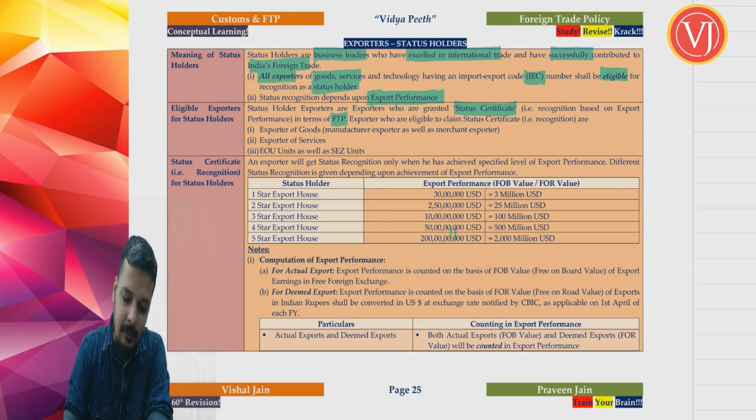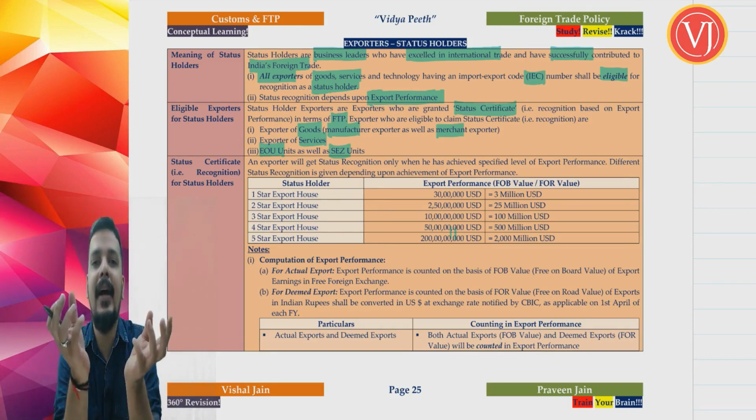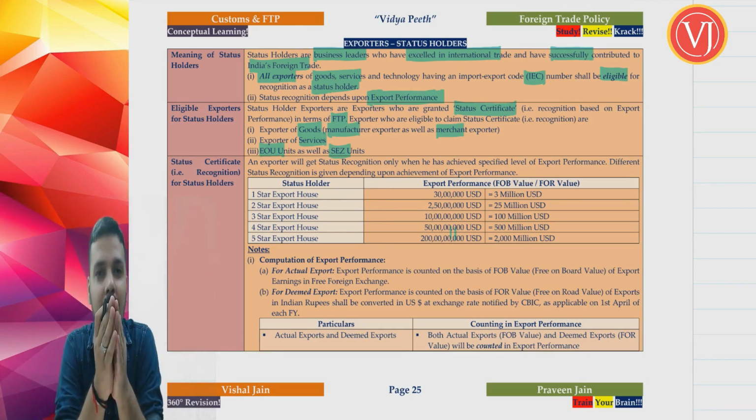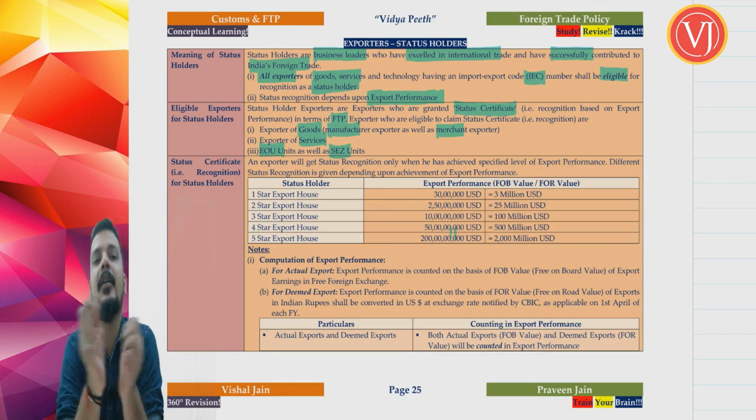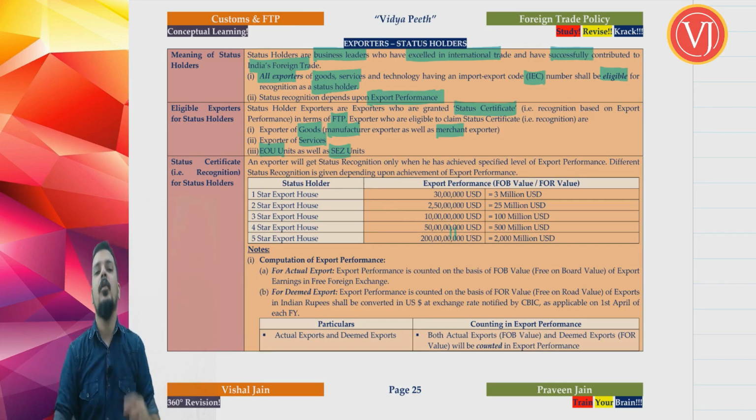Who are all eligible? Exporters of goods, both manufacturer exporters as well as merchant exporters, exporters of services, even EOU units as well as SEZ units. So first, remove the myth that status holder is only for the goods sector. No, it is even for the service sector. Companies like your Infosys, which deal in the service sector, technology, information technology, are also very much eligible for status holder, and they have actually applied for status holder certificates. So remove that myth.